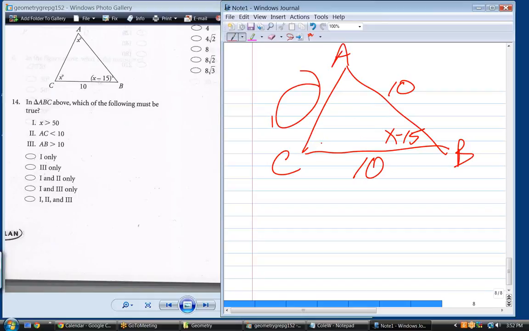There's no angle you can put in here that's less than 50 that's going to get the job done, because this angle over here has to be 15 degrees less than whatever x is. So this part is true. X has to be greater than 50. AC has to be less than 10, merely because it's opposite the smallest angle in the triangle. And AB does not have to be greater than 10. AB is equal exactly to 10. So it's 1 and 2 only.